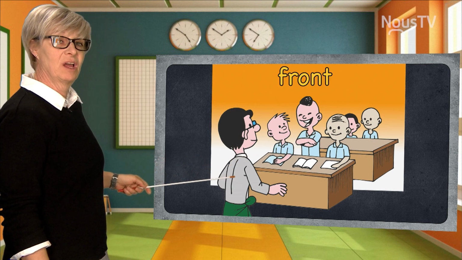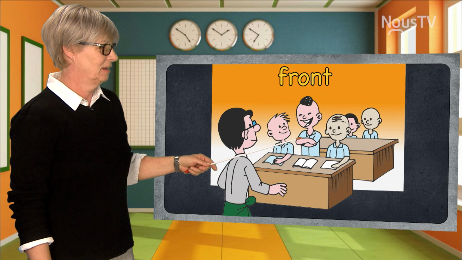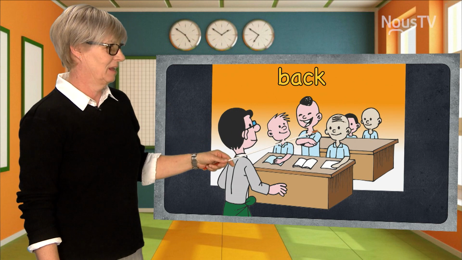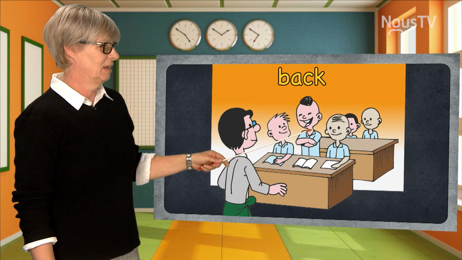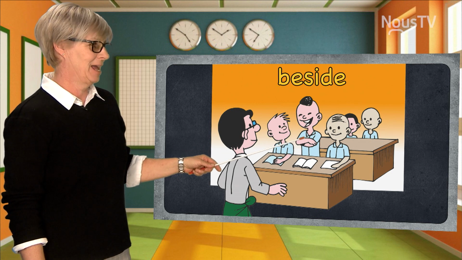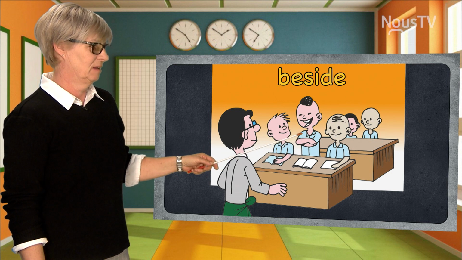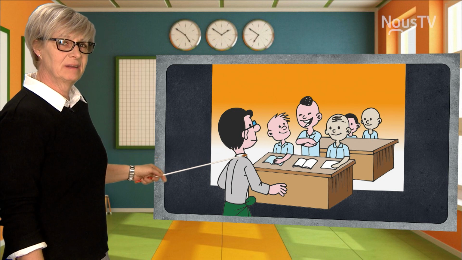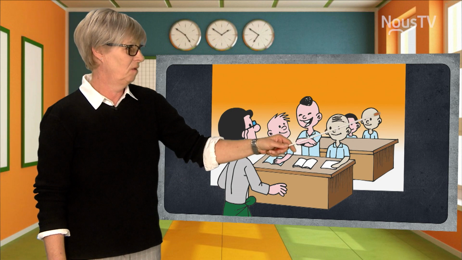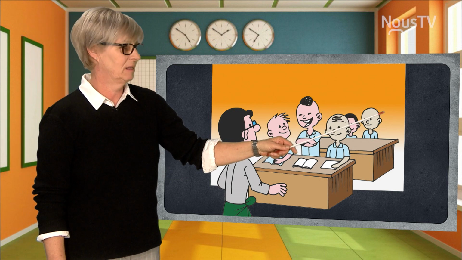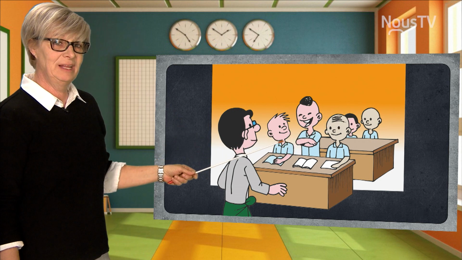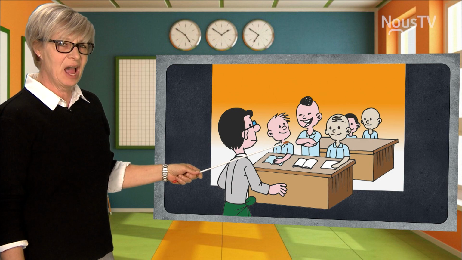He's in front of Matt. Peter is in back of Matt. And Tony is beside Matt. The teacher is, that's right, in front of Matt. Peter is, that's right, in back of Matt. And Tony is beside Matt.